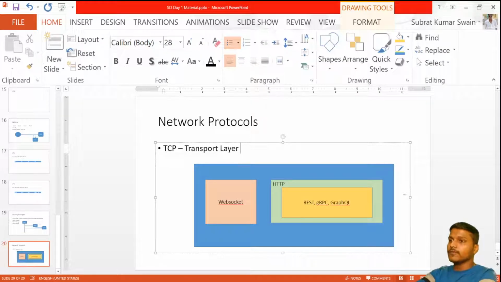If you are aware of the layers of the networks, there are two models which we follow. One is the OSI model, one is the TCP/IP model. I'm basically talking about the OSI model, guys. There is a transport layer in the OSI model, and there is also a transport layer in the TCP/IP model, but majorly I'm focusing on the OSI model. So TCP is a protocol used in the transport layer, and there are other layers also, guys.